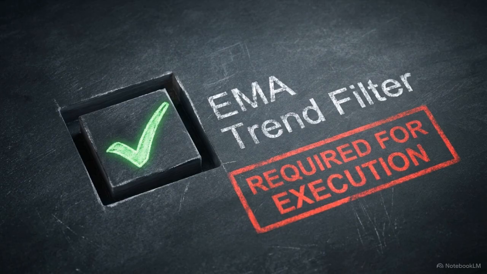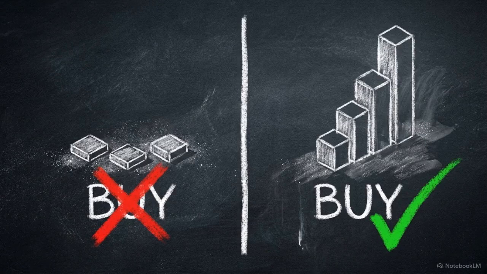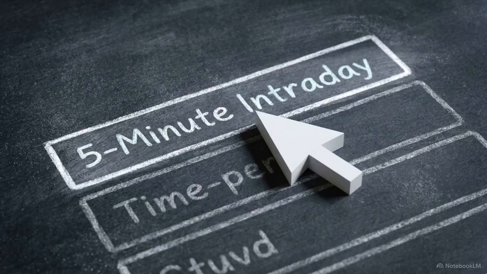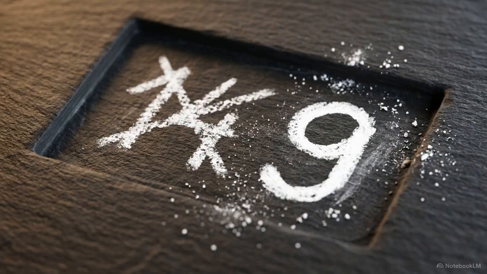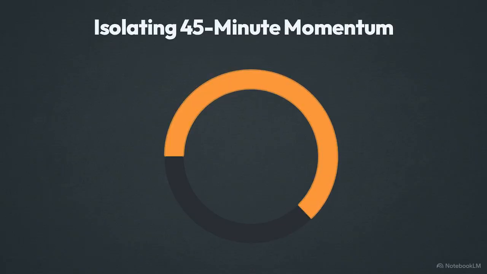Using this specific, low-lag exponential filter is mandatory. It mathematically validates whether an RSI signal indicates a true reversal or just temporary market noise. Calibrating these tools requires adjusting the parameters for specific timeframes. We start with the microstructure of a 5-minute intraday market. In this environment, compressing the lookback to a 9-period RSI is optimal. It isolates exactly 45 minutes of relevant intraday momentum data.